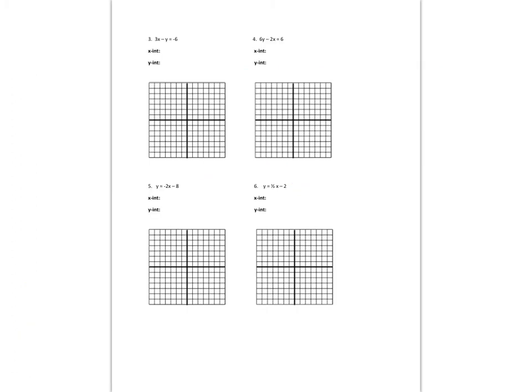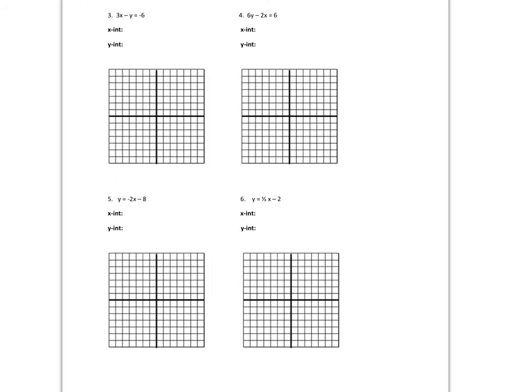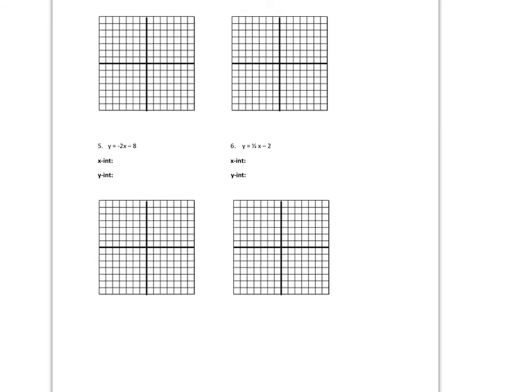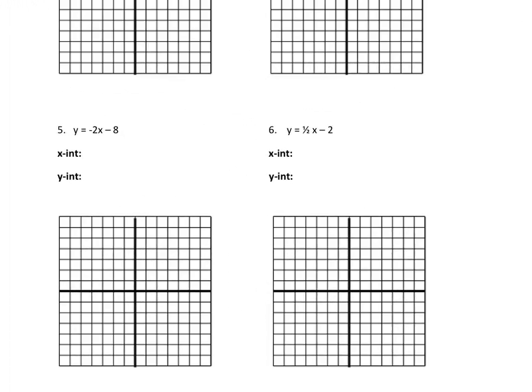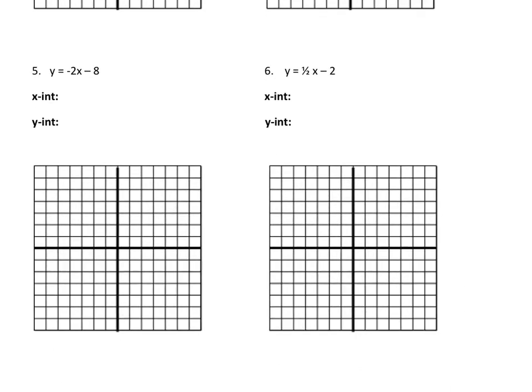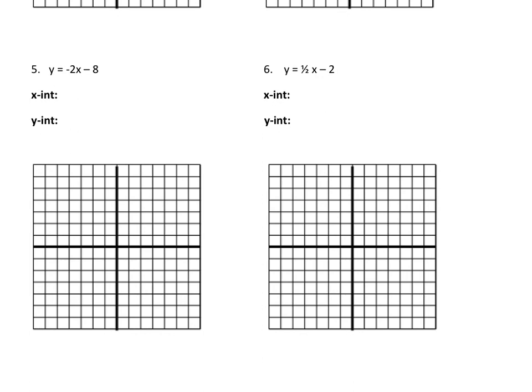All right, let's see here. The next slide, let's see which one we want to do. Let's do number 5, because this is actually in slope-intercept form. The other ones weren't in slope-intercept form, but let's find both intercepts using slope-intercept form. So again, let's do the x-intercept in red. To find the x-intercept, I'm going to let y equal 0. So when I plug 0 in for y, I'm going to have 0 equals negative 2x minus 8.